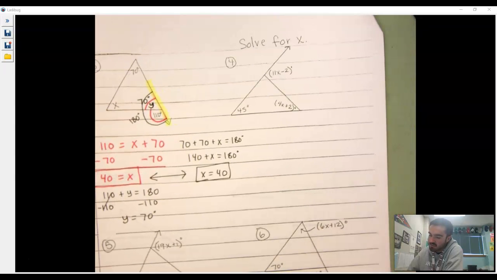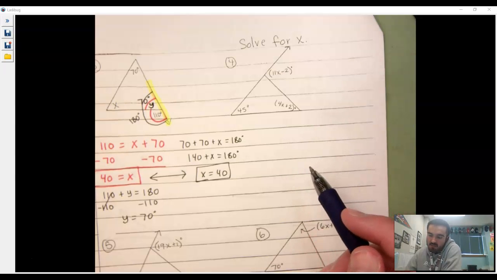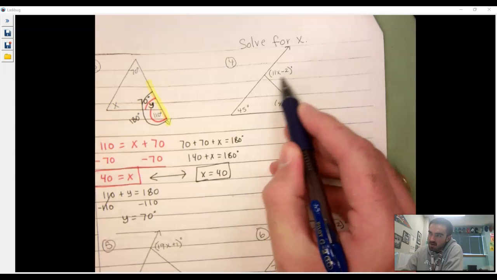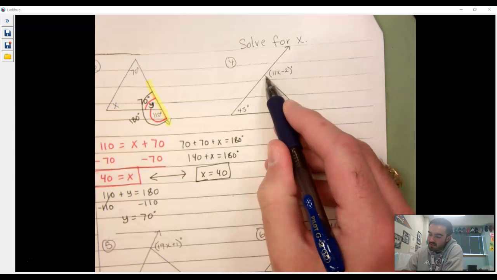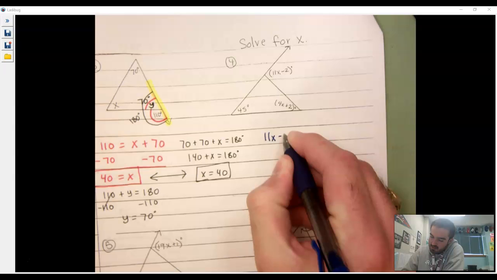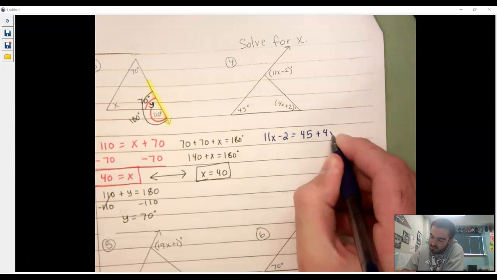We're again solving for x, so let's use the triangle exterior angle theorem. Okay, again to do this, this is our exterior angle. These are our remote interior angles. If you see here, this is outside the triangle. So let's do 11x minus 2 equals 45 plus 4x plus 2.